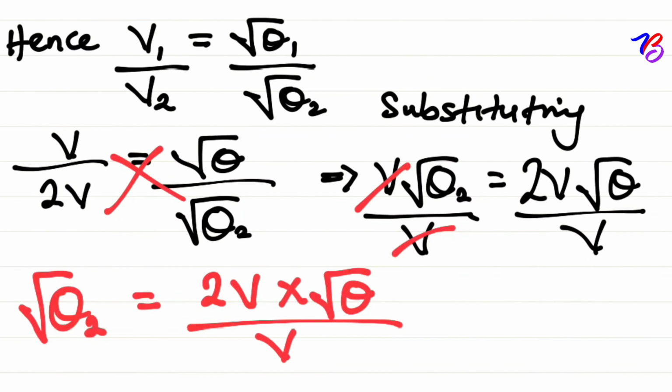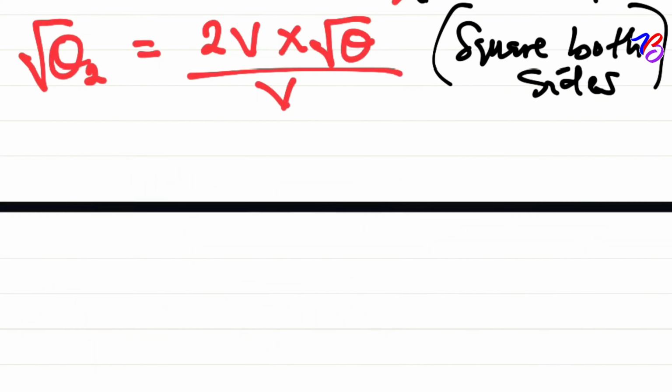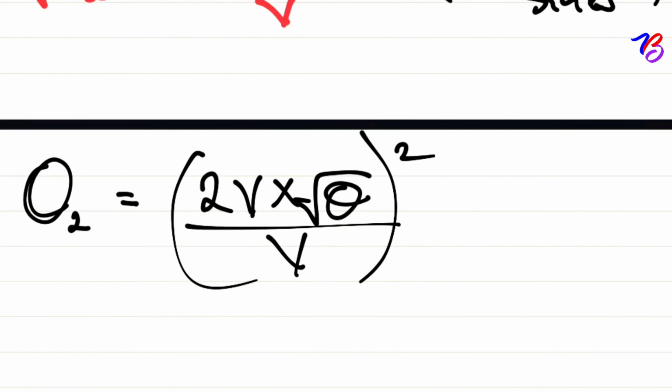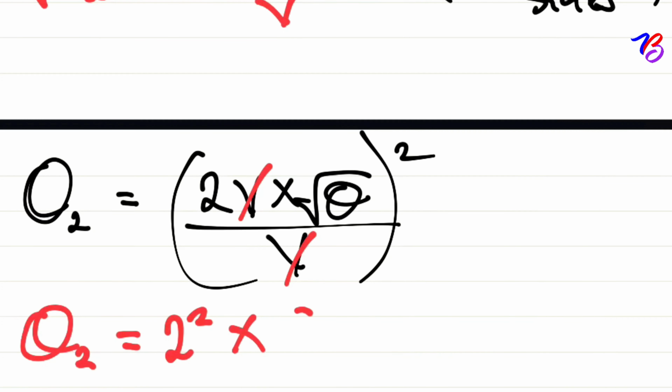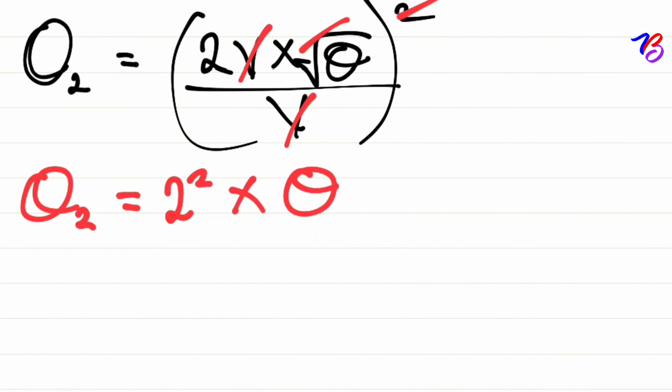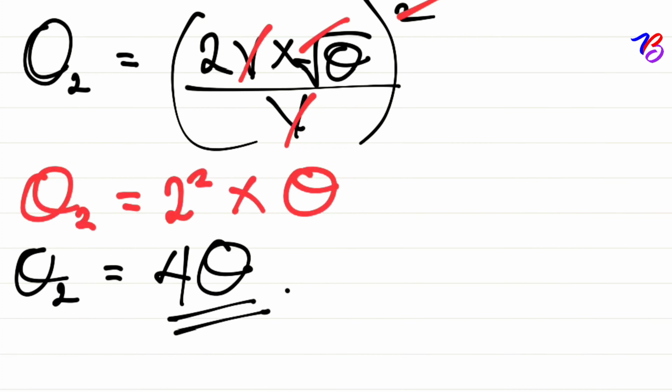But remember, we are looking for theta 2, not the square root of theta 2. So let's square both sides. If we square both sides, then theta 2 is equal to 2V multiplied by the square root of theta, all over V, and then we square everything. I hope you are following. Then let's begin to expand it. V will cancel out V, so that theta 2 is equal to 2 squared multiplied by theta, because this square will cancel out the square root. Then our final answer becomes theta 2 is equal to 4 theta. I hope that is clear. Thank you.